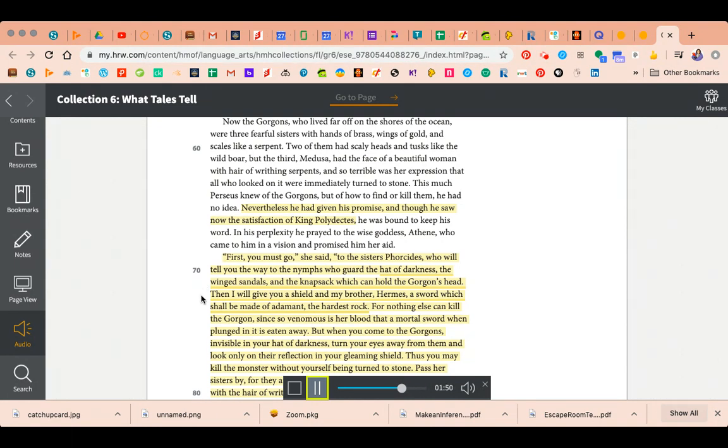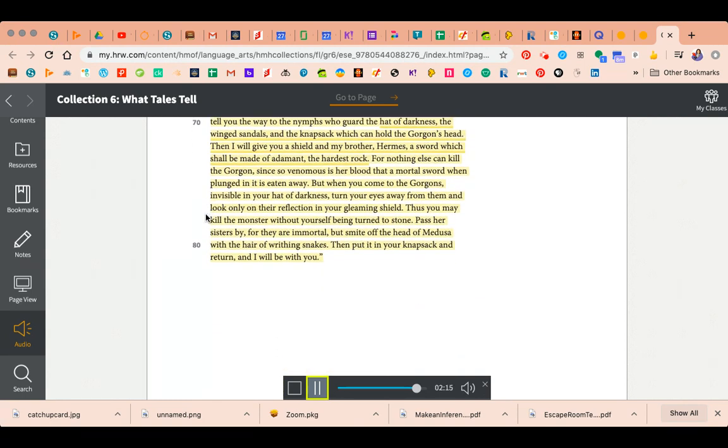Then I will give you a shield, and my brother, Hermes, a sword which shall be made of adamant, the hardest rock. For nothing else can kill the Gorgon, since so venomous is her blood that a mortal sword, when plunged in it, is eaten away. But when you come to the Gorgons, invisible in your hat of darkness, turn your eyes away from them and look only on the reflection in your gleaming shield. Thus you may kill the monster without yourself being turned to stone. Pass her sisters by, for they are immortal, but smite off the head of Medusa with the hair of writhing snakes. Then put it in your knapsack and return, and I will be with you."